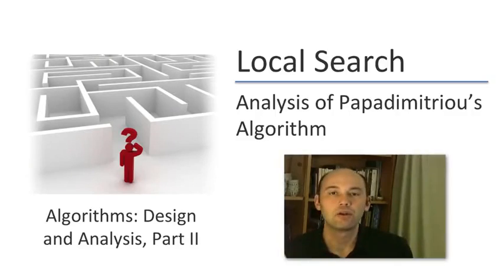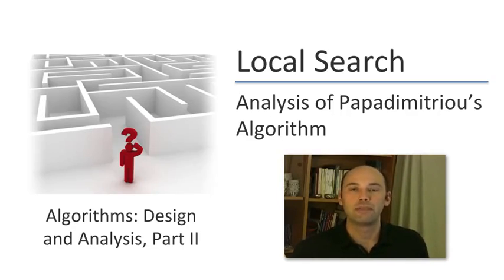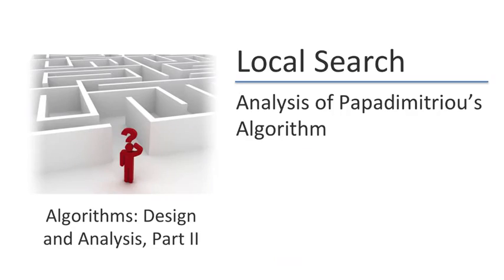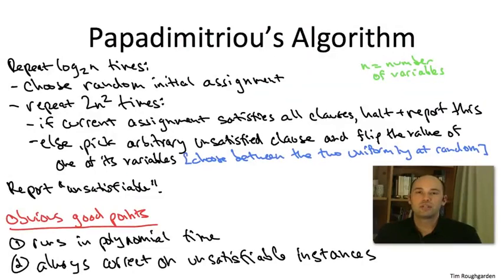Now we'll see how our understanding of basic properties of random walks on the non-negative integers unlocks the analysis of Papadimitriou's algorithm, showing that randomized local search yields a polynomial time algorithm for the 2-SAT problem. Let me remind you the details of Papadimitriou's 2-SAT algorithm.